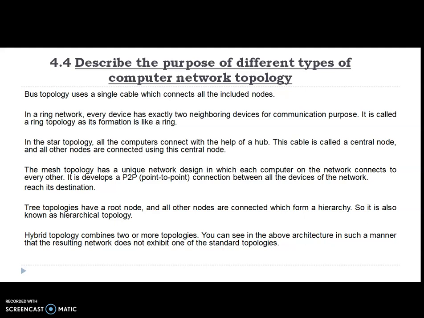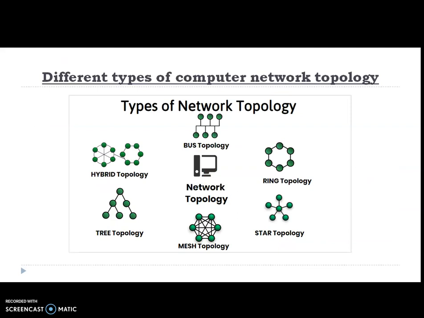Hybrid topology combines two or more topologies. You can see in the above architecture in such a manner that the resulting network does not exhibit one of the standard topologies. Different types of computer network topology.